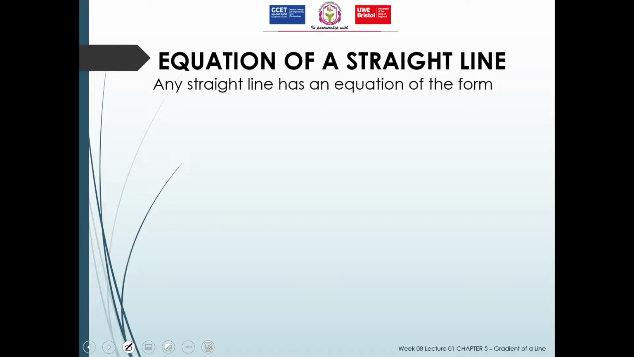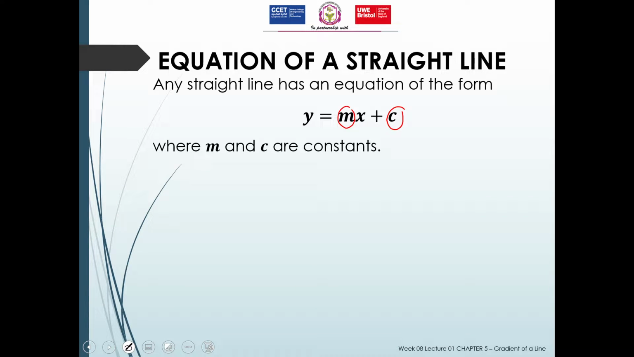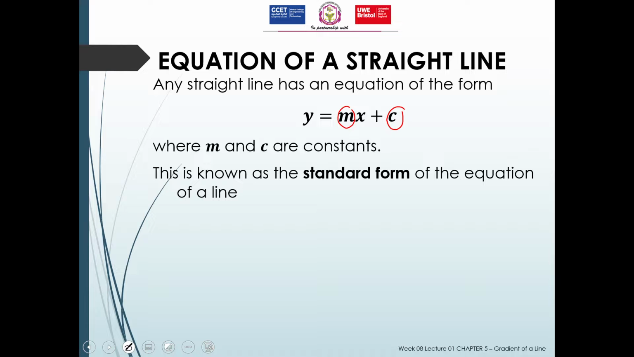Now let us talk first about the equation of a straight line. Any straight line is an equation of the form y equals mx plus c, where m and c are constants. So this will be your m and this is our c. This is known as the standard form of the equation of the line.